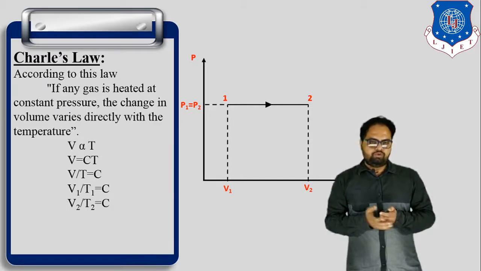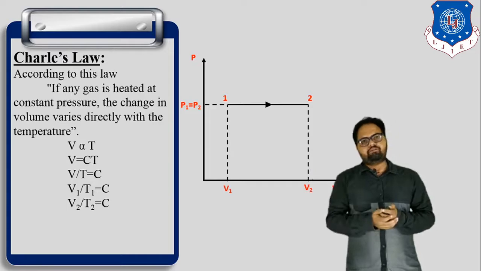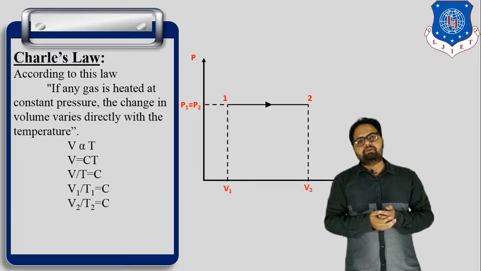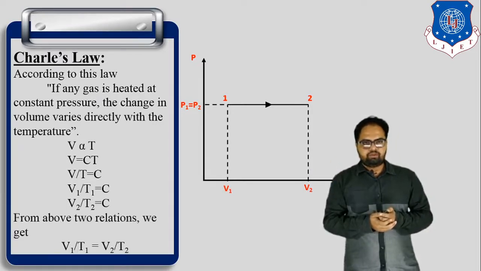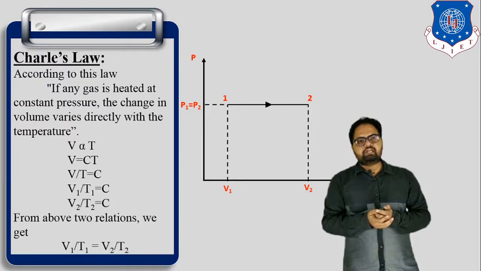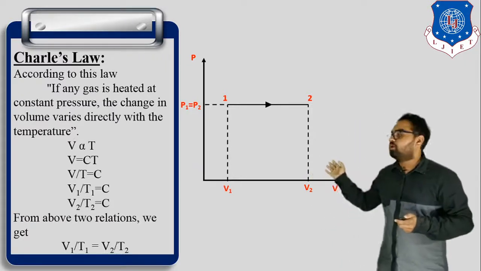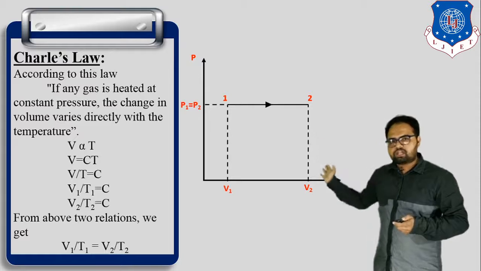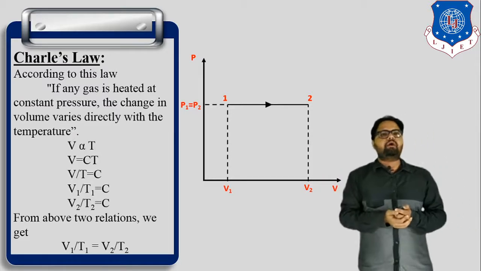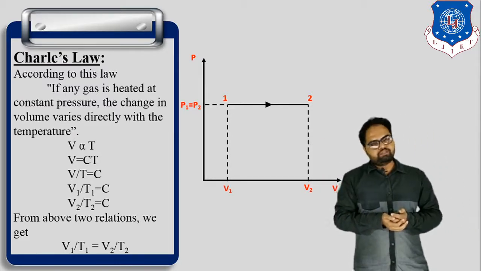Okay. So we have drawn this graph because the pressure of the system remains constant. And we have already discussed why we draw the PV diagram, because the area covered below this line gives the information about the work done during the process. So this is all about Charles law.